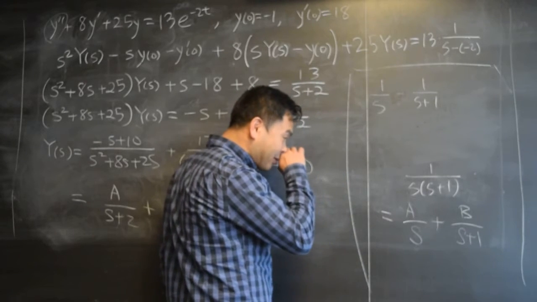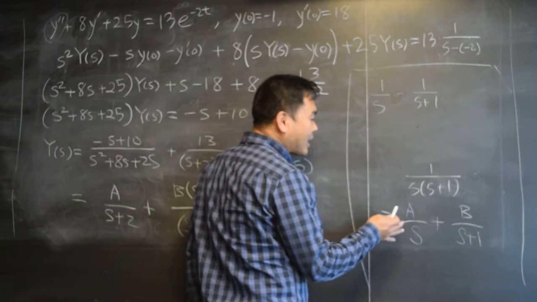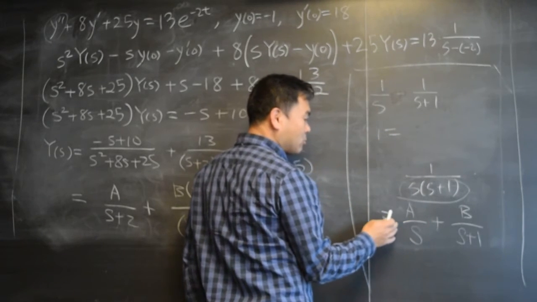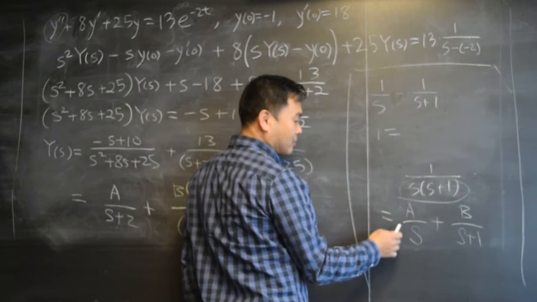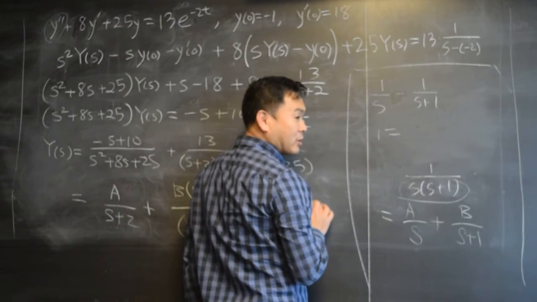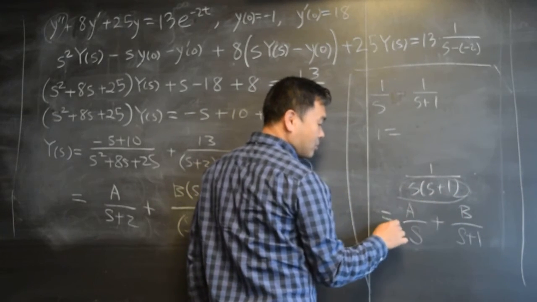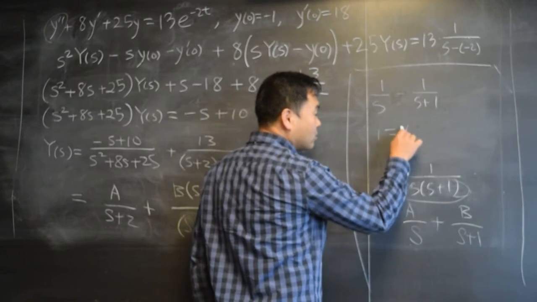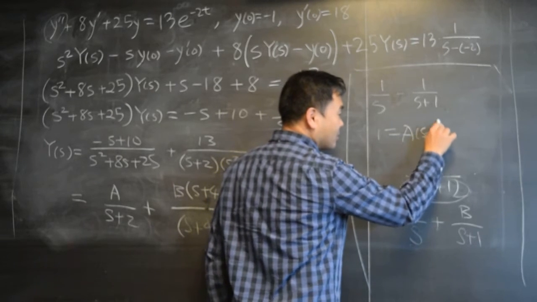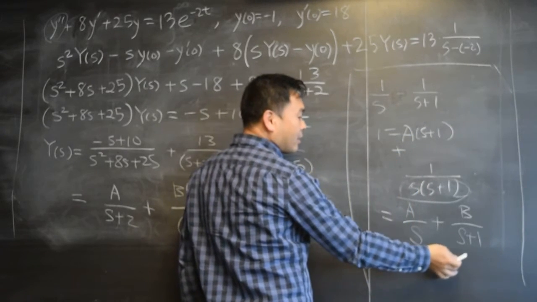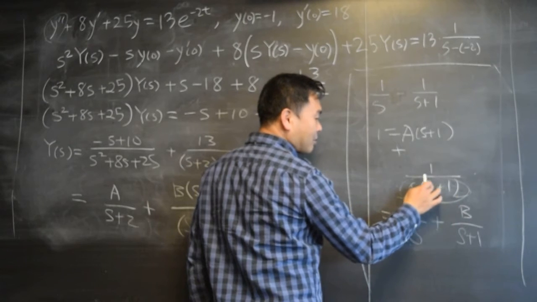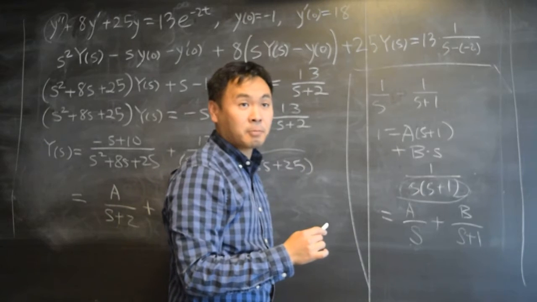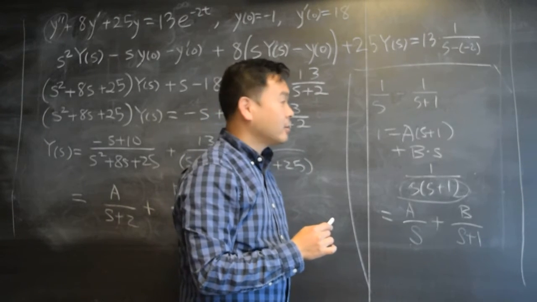There are many methods, but the one that I like is to multiply both sides, so you get 1 equals to, what would you get on the right side if you do that? A over s times this is what? If you multiply this to this fraction, s and s will cancel, leaving you with s plus 1, right? So it'll be A times s plus 1. And then if you have B over s plus 1 times this thing, s plus 1 will cancel, and you're going to get B times s. Good?